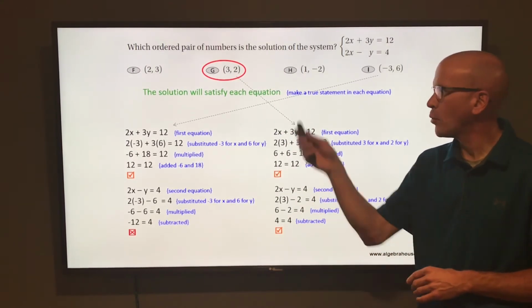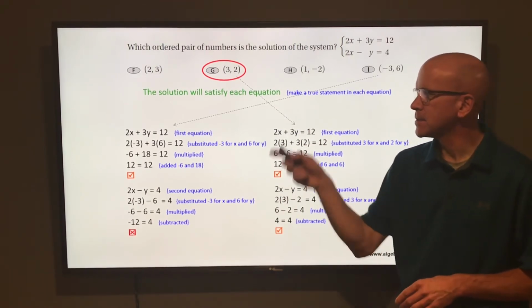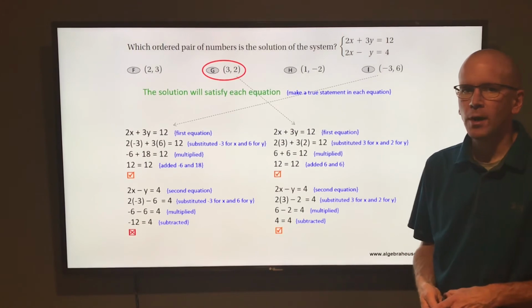So that point (3, 2) works in both equations. That means that point lies on the graph of both of these lines. So that is the solution. X is 3, y is 2.